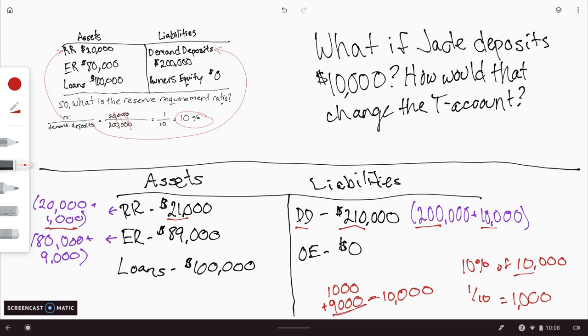So that extra $9,000 is going to be put over here into excess reserves. And excess reserves are the amount that a bank is able to loan out. So from here, that $9,000 added to the $80,000 we had before is going to put our excess reserves at $89,000. And that's the amount that the bank is able to put into loans if they need to.